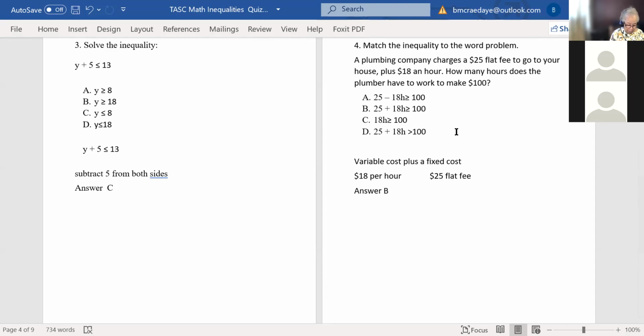Number 4. Maureen, you said B, right? Yeah. All right. So be careful with these, because greater than 100 is saying the plumber has to work hours to make something that exceeds 100, but we asked how many hours to make 100. So we would have to say equal to 100, or greater than or equal, and there's no equal here. Okay.